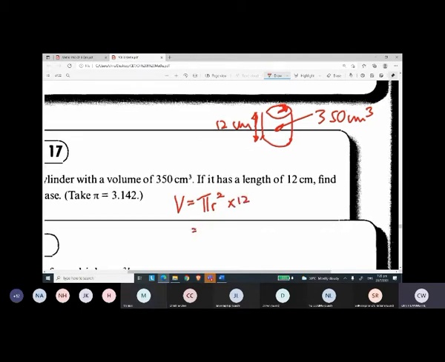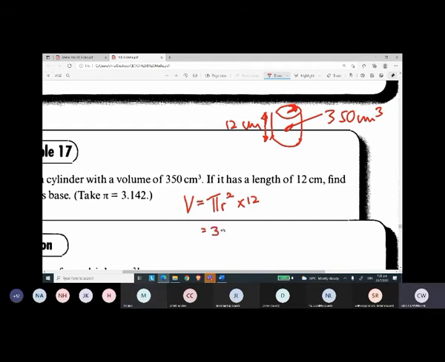3.142. Okay, by the way, what is the volume? Volume is 350. 350, times r squared, r is not given, right? You're supposed to find the radius, isn't it? Times 12. Now, I'll show you how you do.